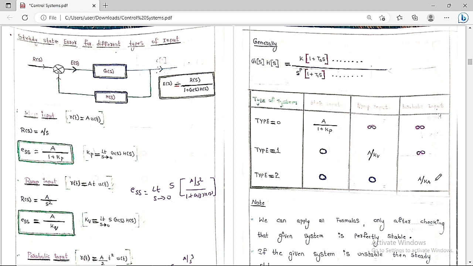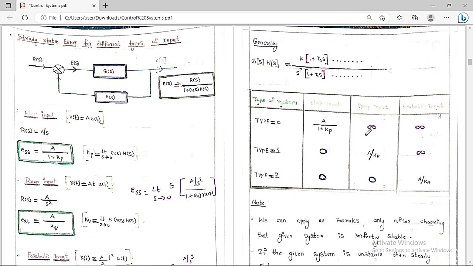So always remember the table like this: A by 1 plus Kp, A by Kv, A by Ka, and these downward entries are always zeros, and these upper parts are always infinity. So this part you always have to keep in your mind. For the type of the system, here the inputs are step input, ramp input, and parabolic input. Here it is A by 1 plus Kp, A by Kv, A by Ka, the downward entries are always 0, and the upper parts are always infinity.